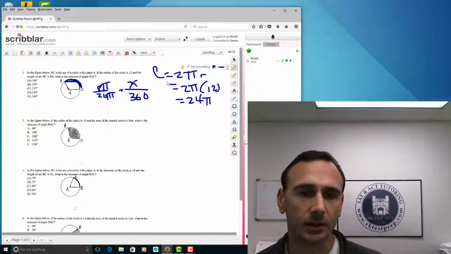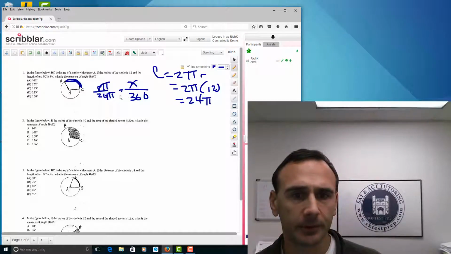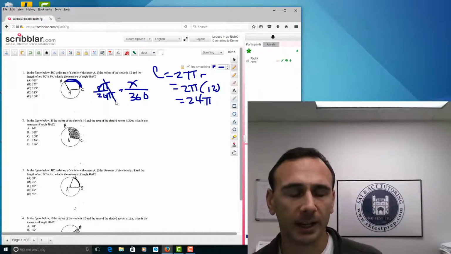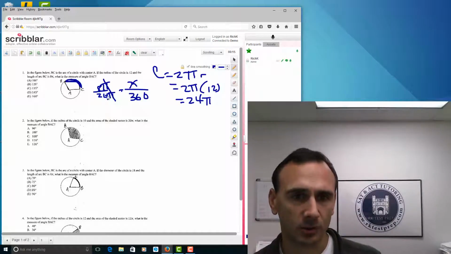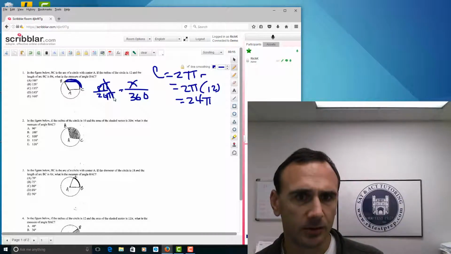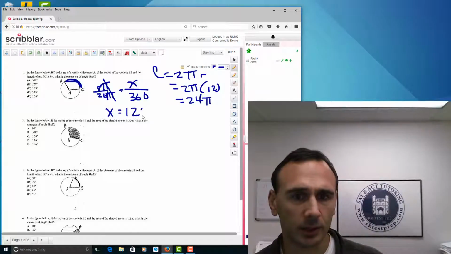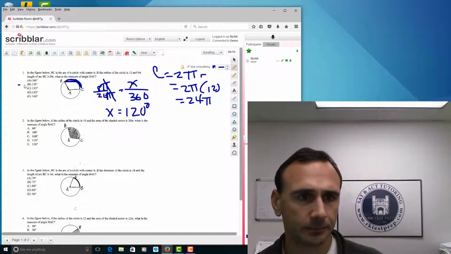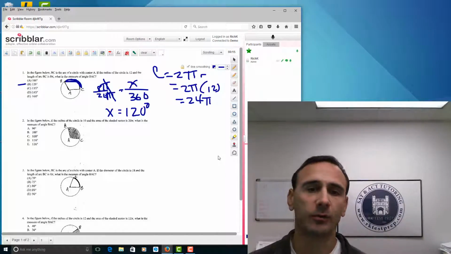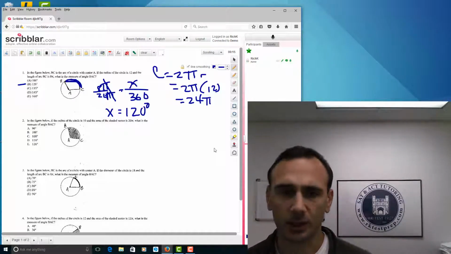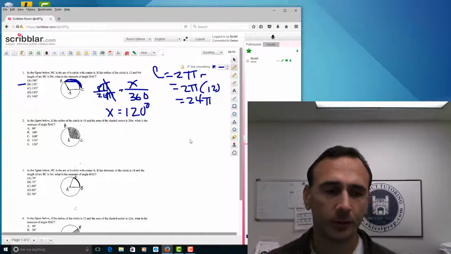And then we can cross multiply and solve. Pi over pi cancels. That's just 1. So then when we cross multiply and solve, we get that x equals 120 degrees. So always figure out what fraction of the total circumference we're dealing with, and that's the angle.